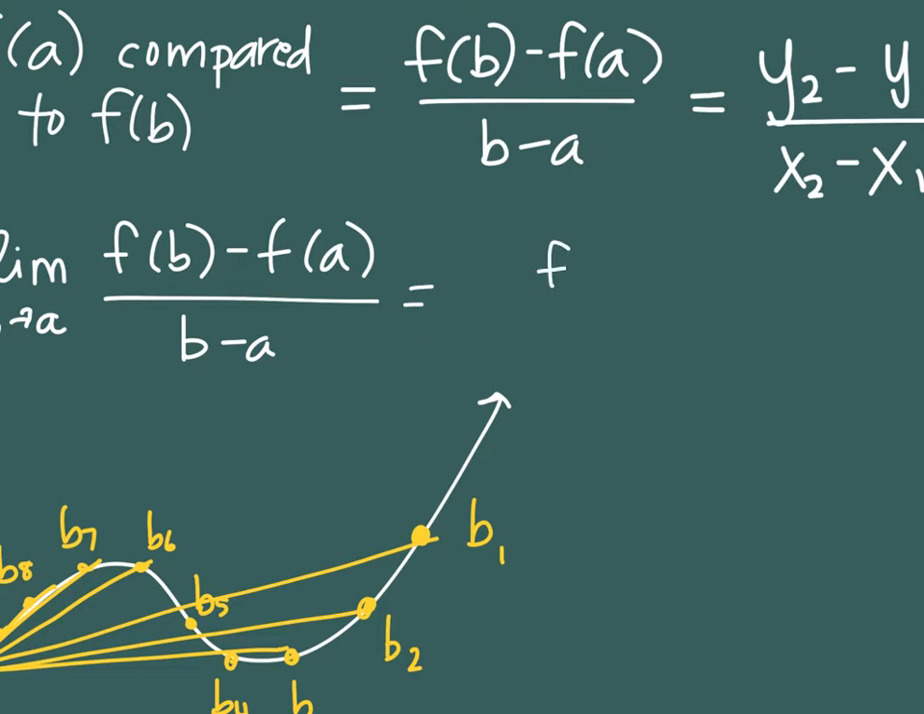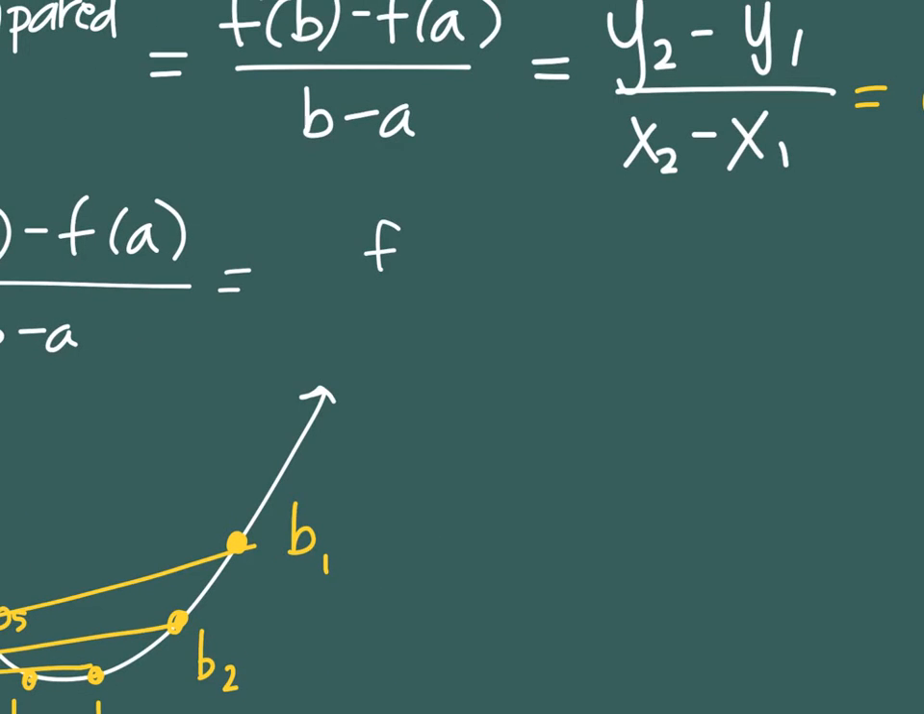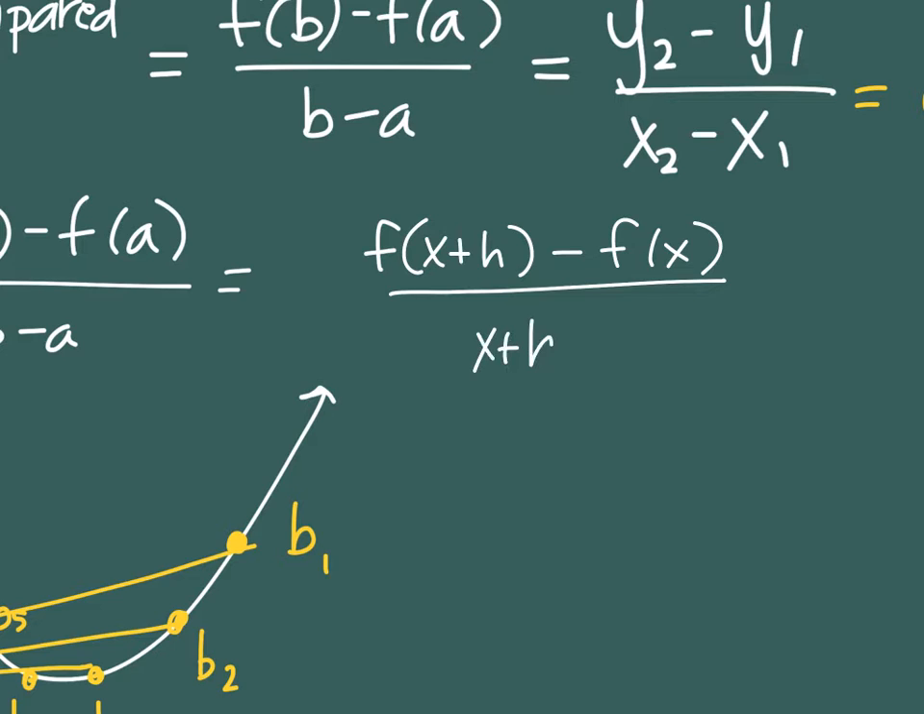is to use these 2 points, x plus h and x. Instead of a and b, we're going to use those 2 points, x plus h and x. And so if you do y2 minus y1 over the other two, instead of b and a, it's now going to be x plus h minus x, because it's the b part minus the a part.